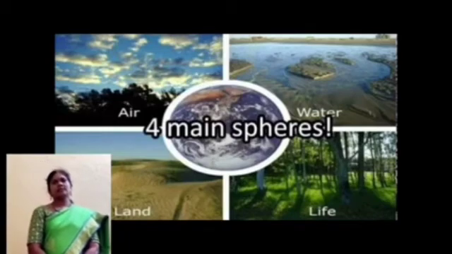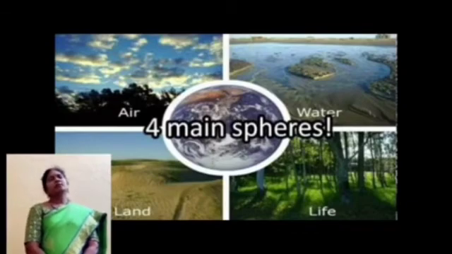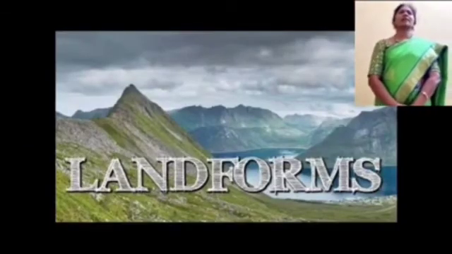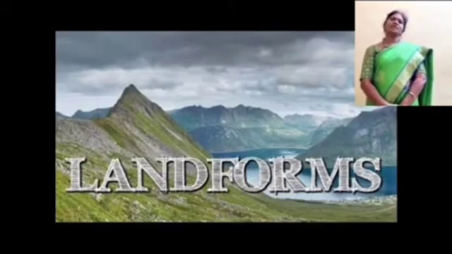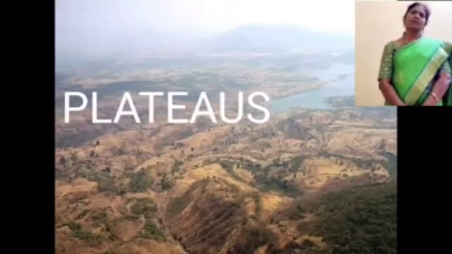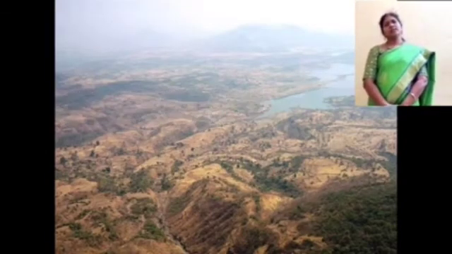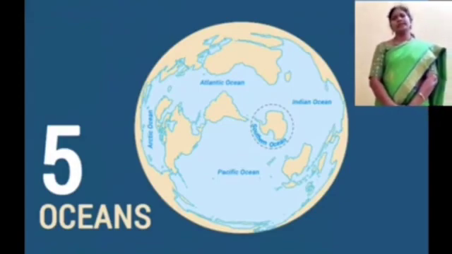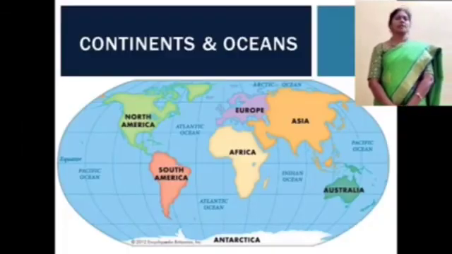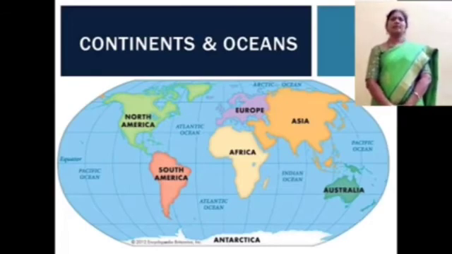Now, this exactly helps us in understanding the connection between all four realms. Oceans and continents are first order landforms. The landforms like mountains, plains, and plateaus are called second order landforms. There are five oceans, namely Pacific Ocean, Southern Ocean, Atlantic Ocean, Arctic Ocean, Indian Ocean. And there are 7 continents: Asia, Australia, Europe, Africa, North America, South America, Antarctica.